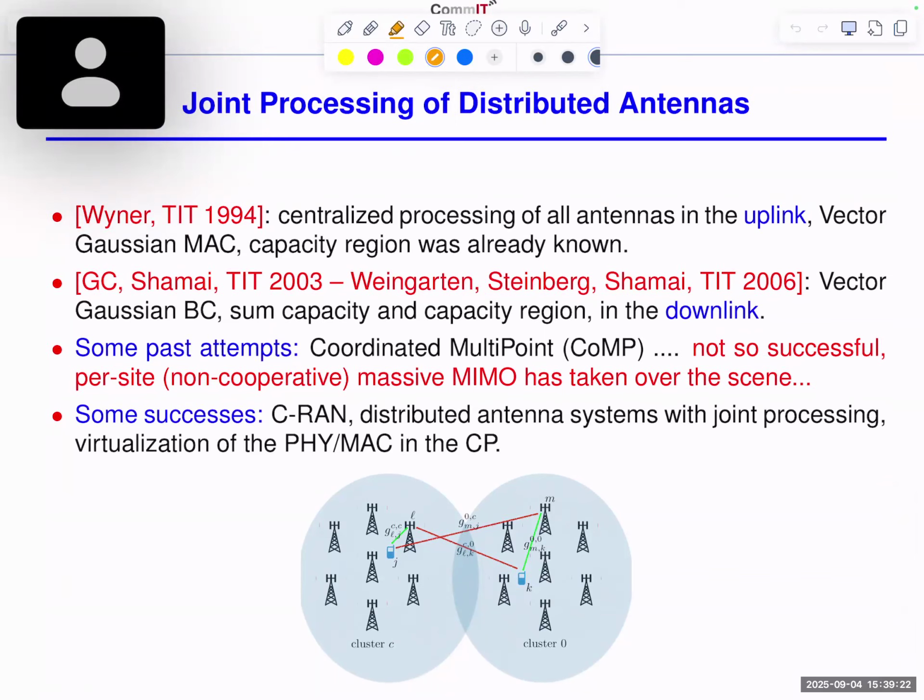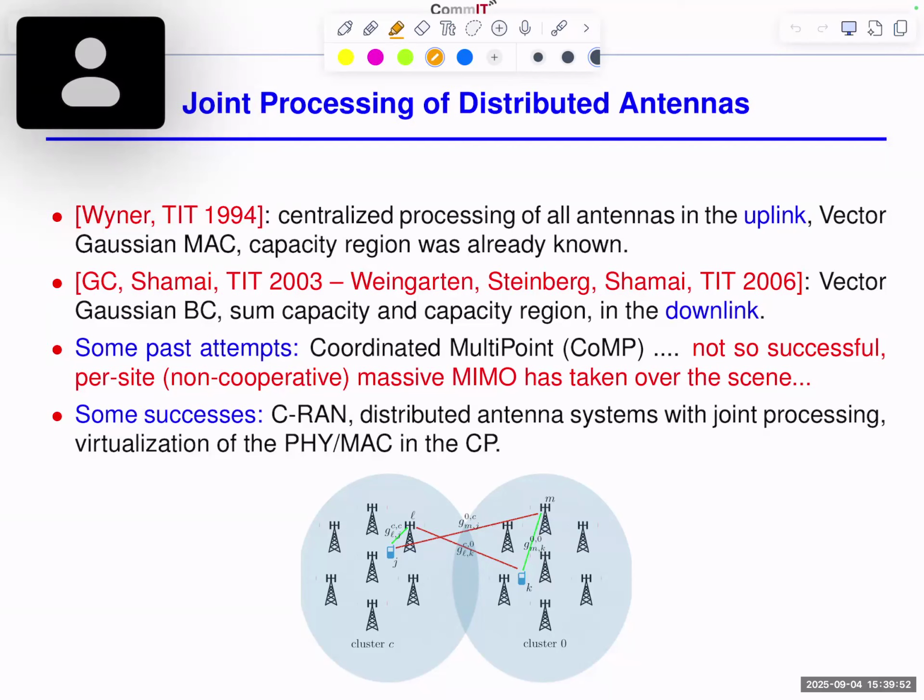In 1994, Aaron Wyner published a paper asking basically what is the fundamental limit of a wireless system? Well, why don't we just process all antennas together? And so this becomes effectively, in this case, an uplink. At the time, the focus was the uplink. It becomes a multi-access channel with basically vector observation, and derives some interesting results.